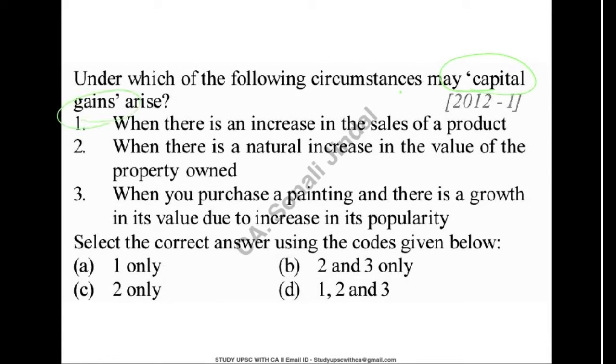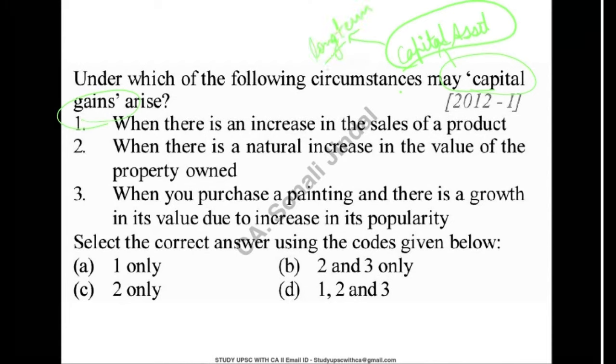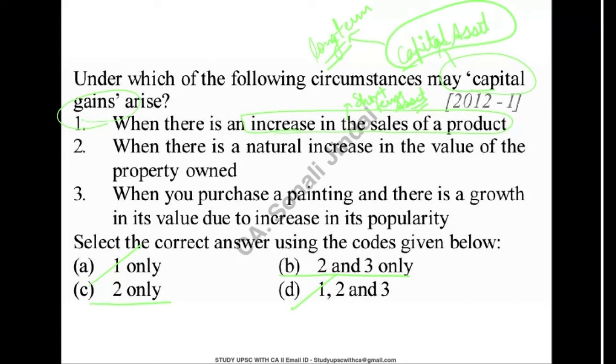Under which of the following circumstances capital gains may arise? Here you can see capital gain can arise from the capital assets. That is for the long term. Let's read first statement. When there is an increase in the sale of the product. This is short-term asset, as the stock of the company is maintained to sell within a month or maybe in a day also. So let's eliminate first statement. We are left with C and D.